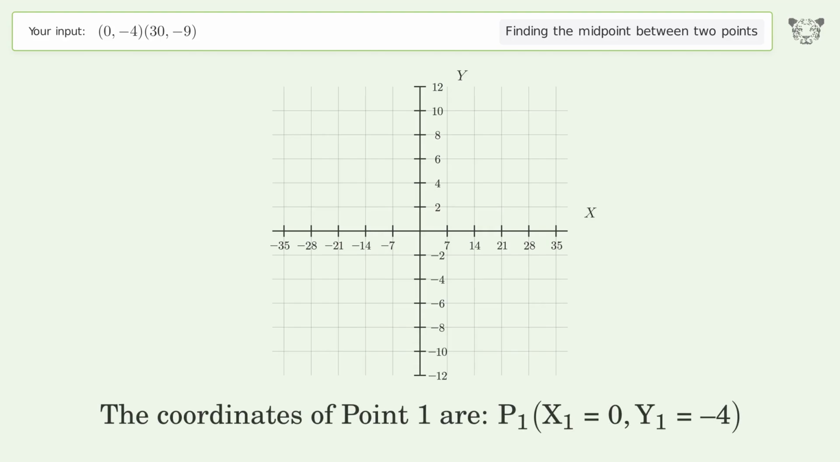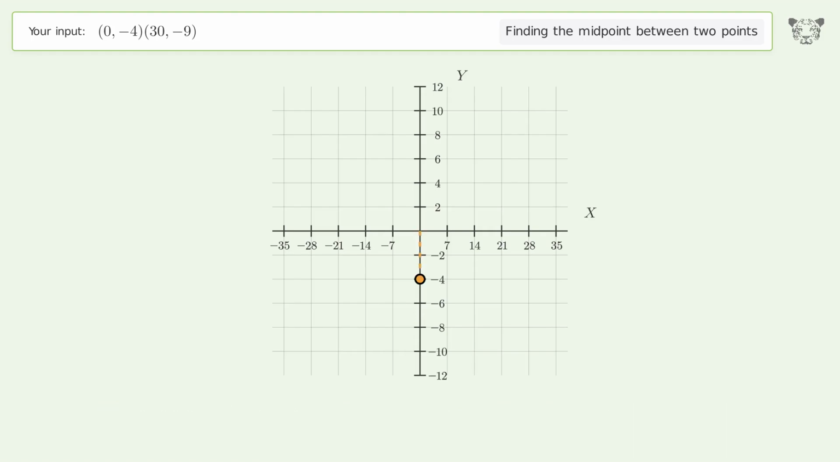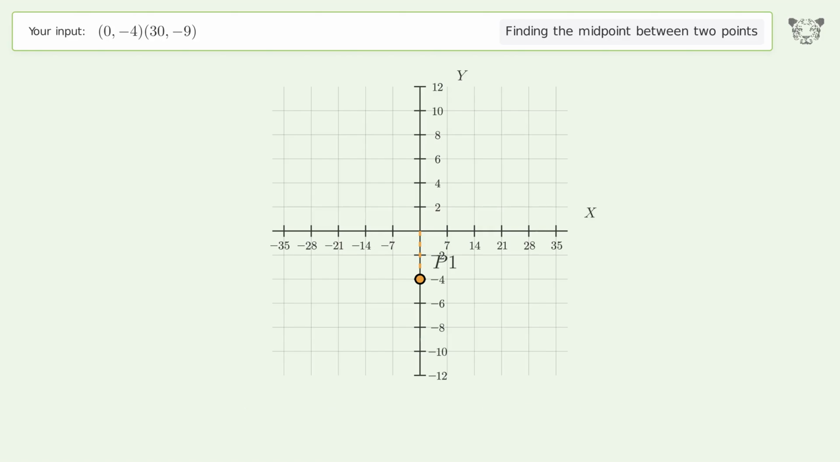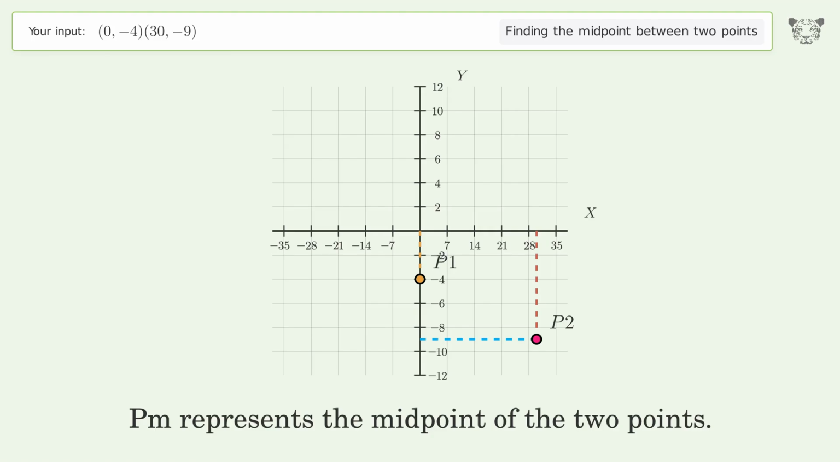The coordinates of point 1 are, x1 equals 0, y1 equals -4. The coordinates of point 2 are, x2 equals 30, y2 equals -9. PM represents the midpoint of the 2 points.